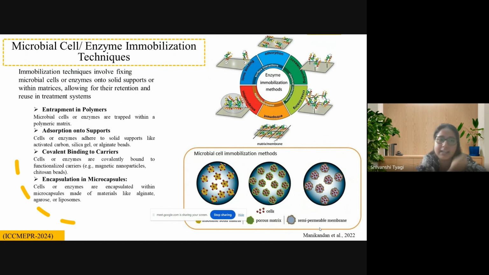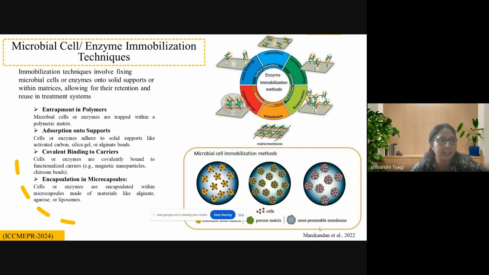Second is adsorption onto supports, where microbes or enzymes are physically adhered to the surface of a solid support like activated carbon, silica gel, or alginate beads. This method is simple and inexpensive. Coming to encapsulation, microbes or enzymes are enclosed in semi-permeable membranes or capsules like silica gel, liposomes, etc., which helps protect them from harsh conditions and maintain them for higher reuse capabilities.